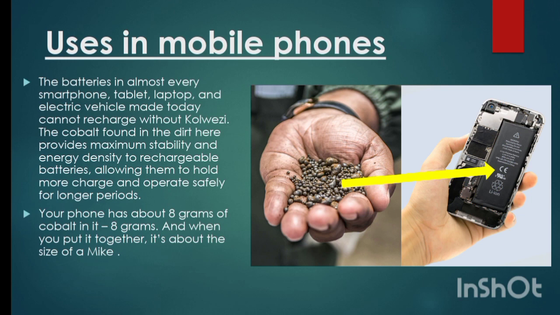Uses of cobalt in mobile phones. The batteries in almost every smartphone, tablet, laptop, and electric vehicle made today cannot recharge without the cobalt found in the dirt here. It provides maximum stability and energy density to rechargeable batteries, allowing them to hold more charge and operate safely for longer periods. Your phone has about 8 grams of cobalt in it. 8 grams means when you put it together, it's about the size of a mic.